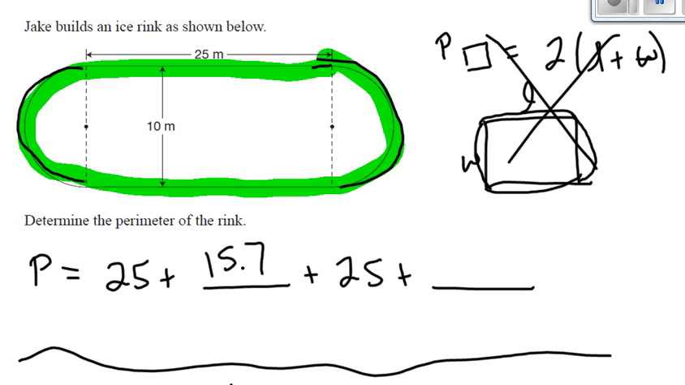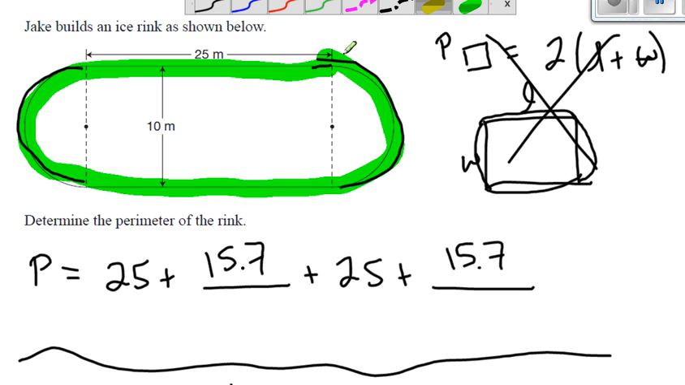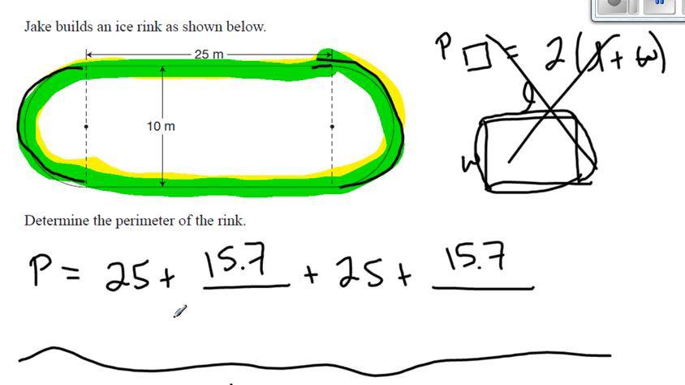So when I walk around this object, I will go 25 plus 15.7 plus 25 plus 15.7. So add that all together, and I will go 81.4 meters if I walk the perimeter of this ice rink.